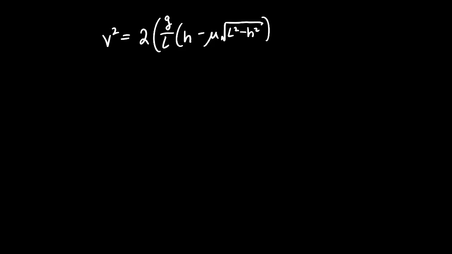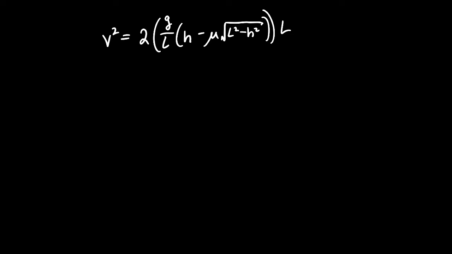Off by one variable, Mastering Physics will just basically cut you to shreds, right? So v squared equals 2a, remember that was g over L times (H minus mu times the square root of L squared minus H squared). And I'll point out I am doing all this from memory. I'm not looking back on my prior page. Come on, bring something to the table, guys.